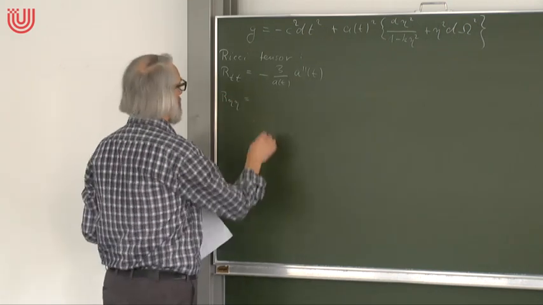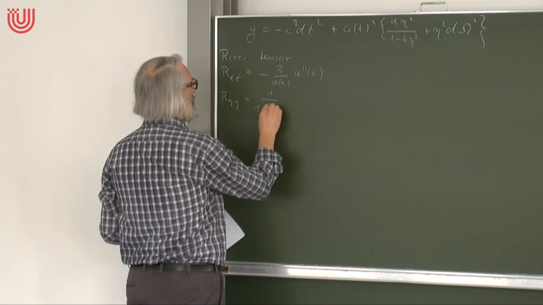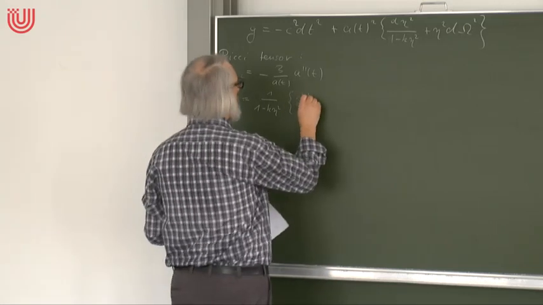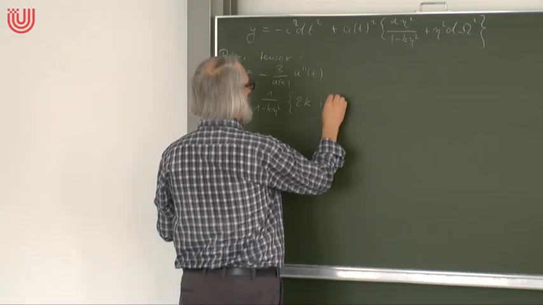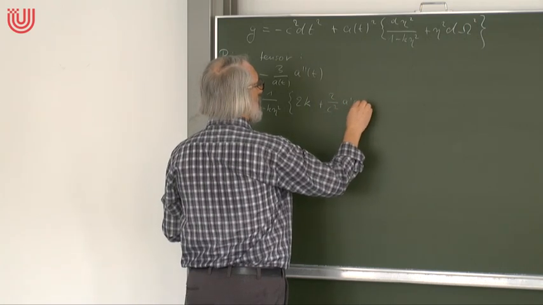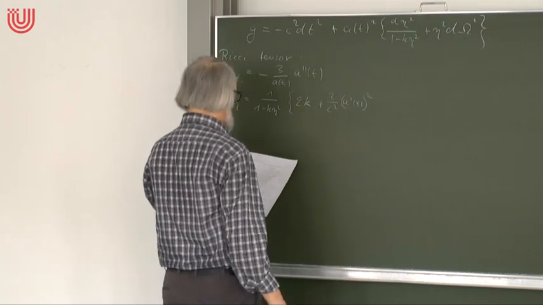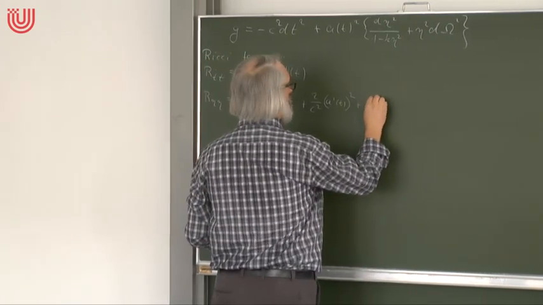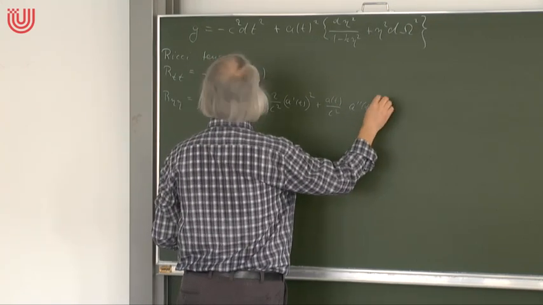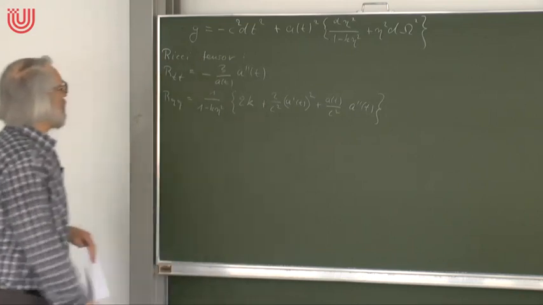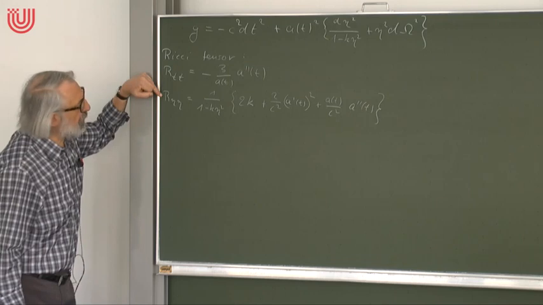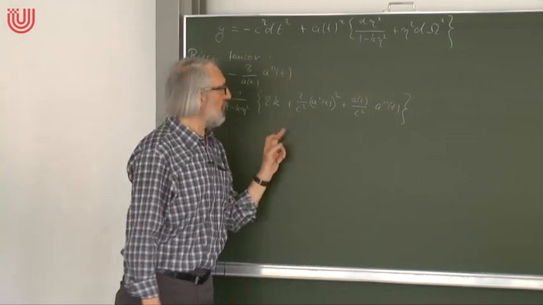And then we have an eta-eta component. The eta-eta component was 1 over 1 minus k eta squared, and then terms with derivatives of a: 2k plus 2 over c squared a prime of t squared plus a of t over c squared and the second derivative of a of t. Okay, and the other ones, the remaining components, you calculate R theta theta and R phi phi, and you see that the same term occurs again.